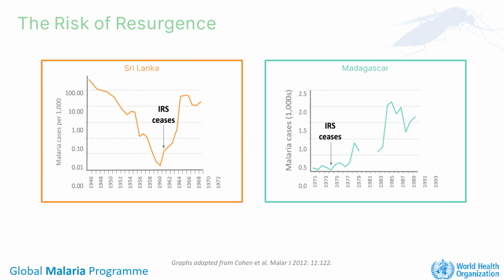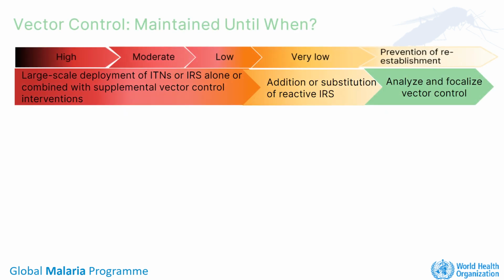The speed with which transmission will increase after vector control is scaled back or withdrawn will depend on several factors, including the underlying receptivity of the area, the current level of transmission, and the rate of importation. But countries close to elimination should not risk the gains they have made towards elimination by withdrawing vector control at such a critical time.